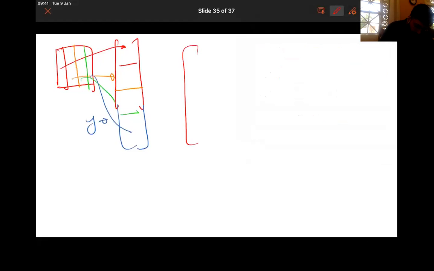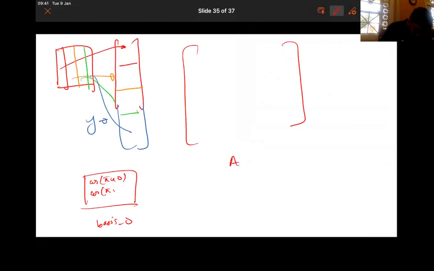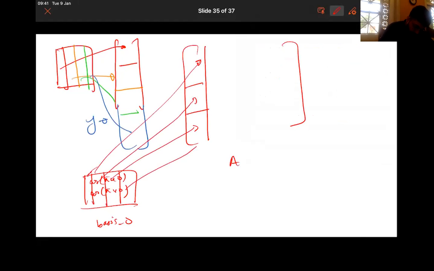This is my A matrix. What do I put in it? Let's draw basis 0, 0. So this is basis 0, 0, which is cos of pi u0, cos of pi v0. U and v are pixel locations. So I say, okay, let's take this first column and put it here. Let's take the second column, put it here. Let's take the third column, put it here. Let's take the fourth column, put it here.